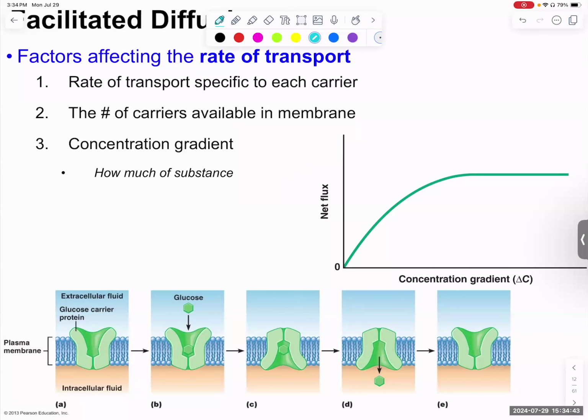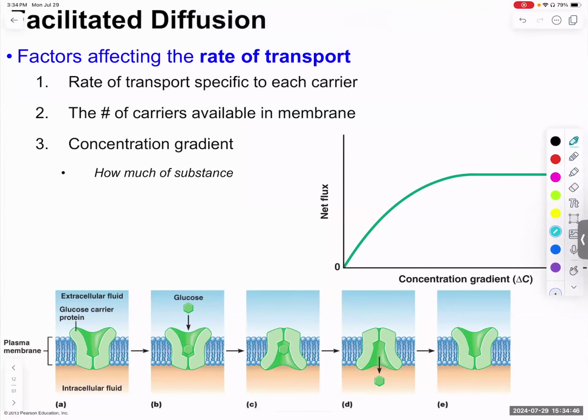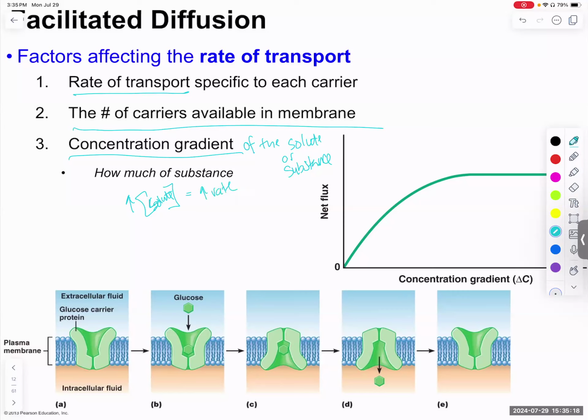The factors that affect facilitated diffusion rates are how fast that transporter works to transport the substance across the membrane, then the number of these transporters embedded in the membrane, and then the concentration gradient of the solute or substance. If you have a really high concentration gradient of the solute, guess what? That's going to affect the rate, just because there's more of them.